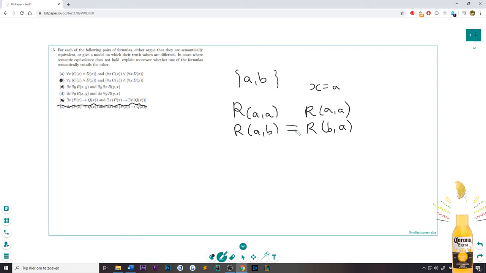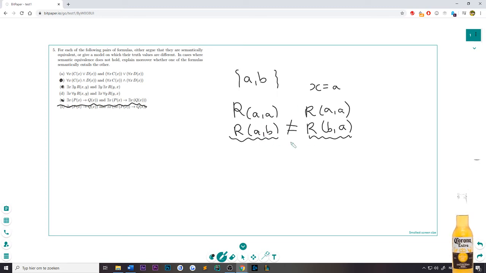And so clearly these two are not the same, right? AB is not the same as BA. And so since these two are different, the first model only holds in these two cases and the second model only holds in these two cases for x is A, right? And so we've shown that in one of the cases, namely this one, they do not correspond. And therefore they are not semantically equivalent. And it also works the other way around. And also because it works in both ways, the left one does not entail the other one, and the right one does not entail the left one.